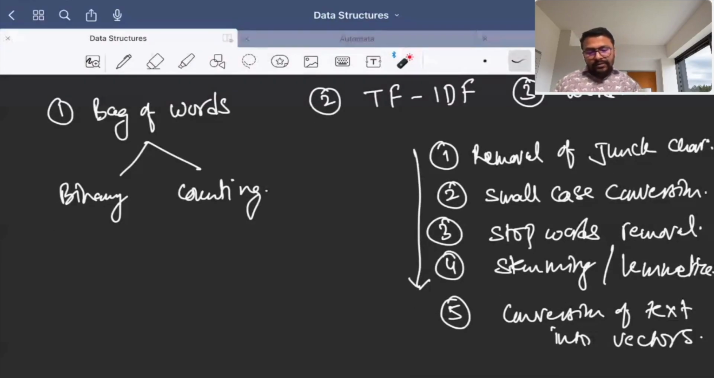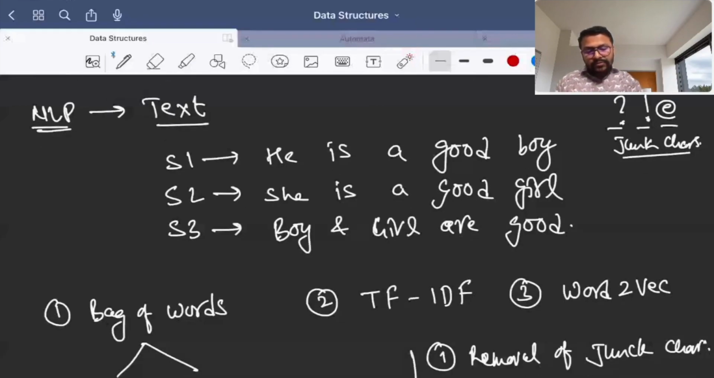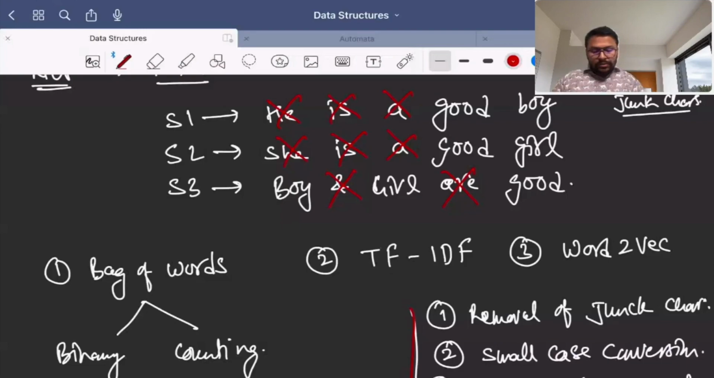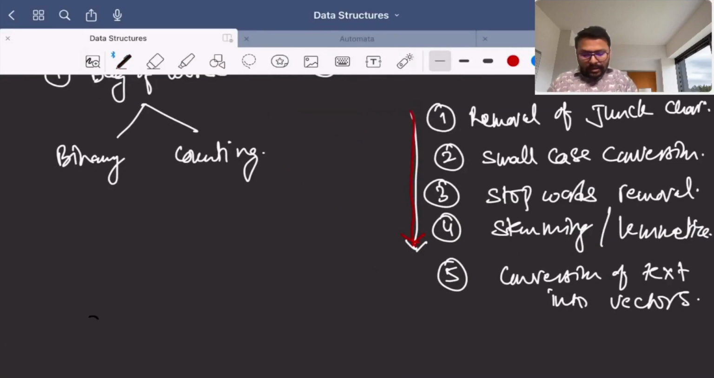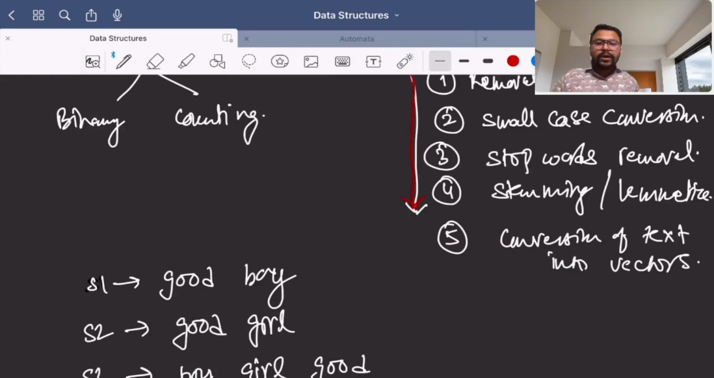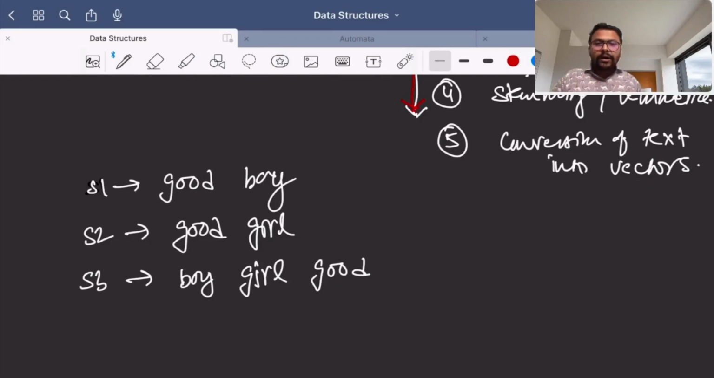So let's say I have removed some words from it: he, is, a, she, is, a, and are. So we are left with good boy, good girl, boy girl good. After all these four operations, we are left with these particular sentences only. Let me write them again. S1 says good boy, S2 says good girl, and S3 says boy girl good. Each word is in lowercase. We don't have uppercase now.